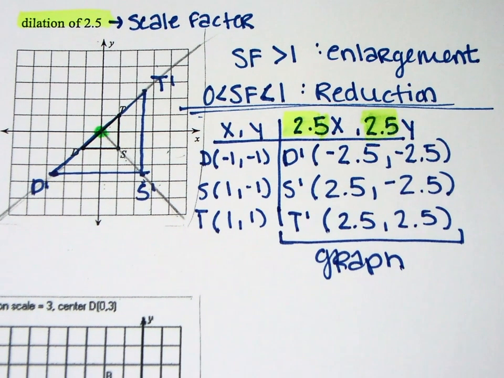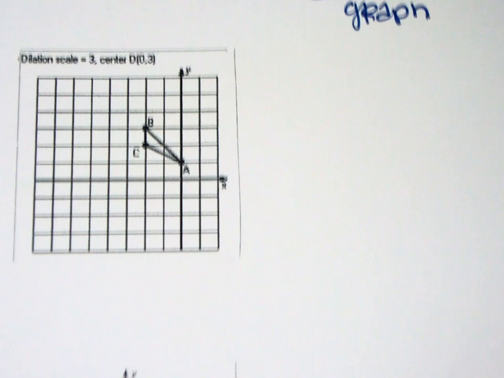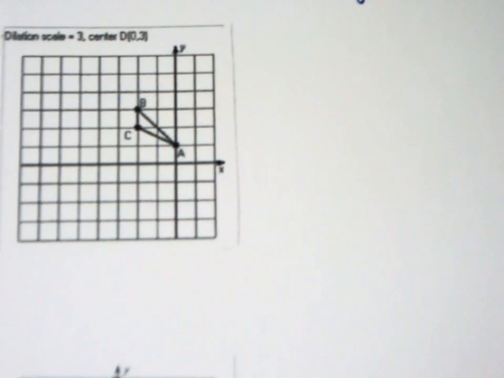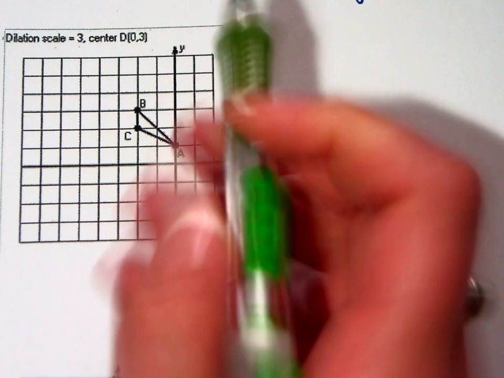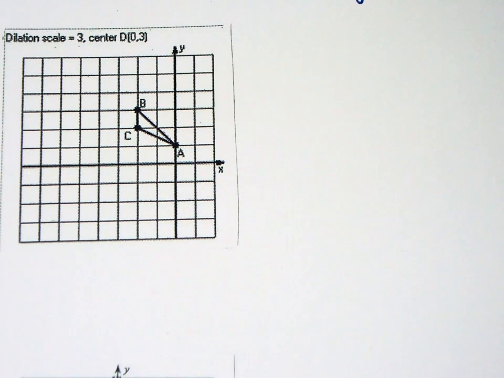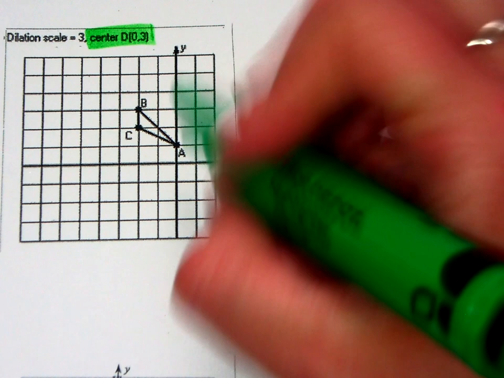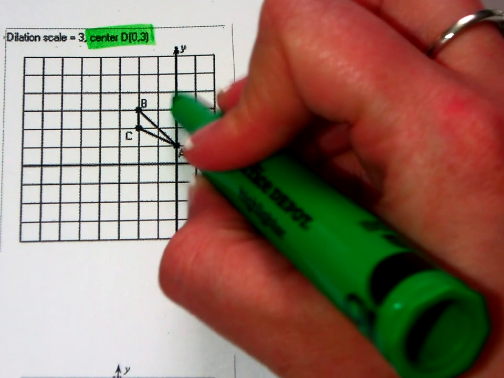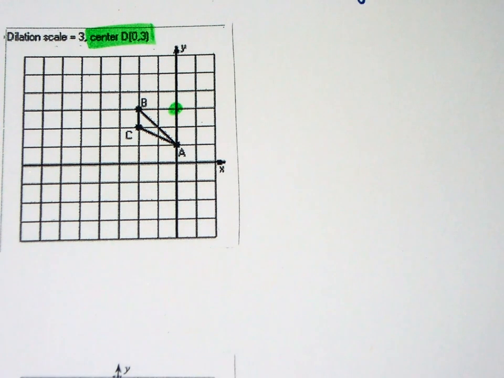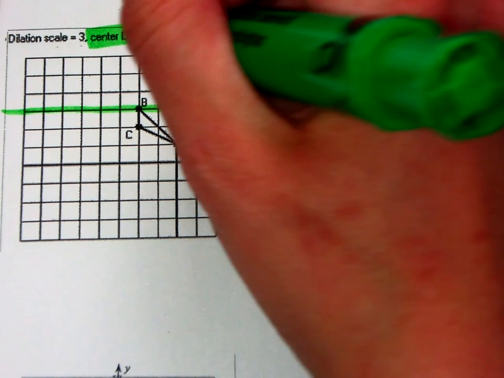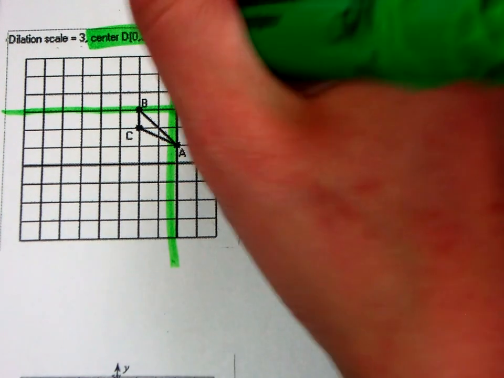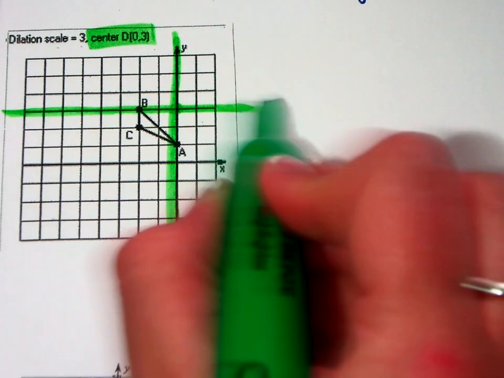All right, let's go ahead and try our next one. Now this next one is about a certain point. So we want to dilate this shape with a scale factor of 3 and a center at 0, 3. So the first thing you want to do is plot the center point. 0, 3. 1, 2, 3. Plot your point and then create a new XY off of that point. Basically, you're making a new origin.